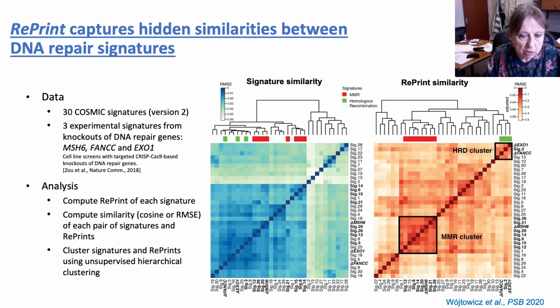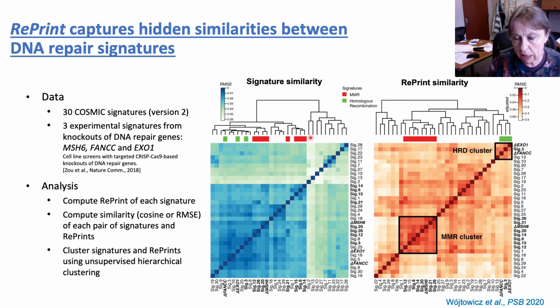So we were interested to see whether there are other signatures that have a similar property. In order to do that, we considered all the 30 COSMIC signatures and also additional signatures that have been determined experimentally, computed reprints for all of those signatures, and then clustered those reprints. So what we can see here are two ways in which signatures might be clustered: based on signature similarity and based on reprint similarity.